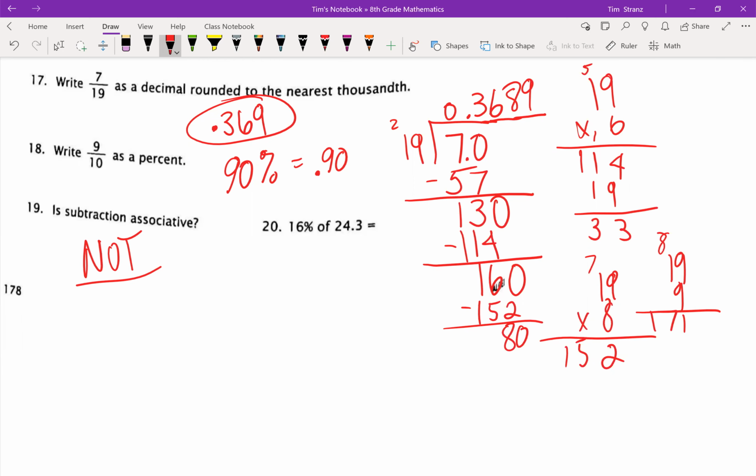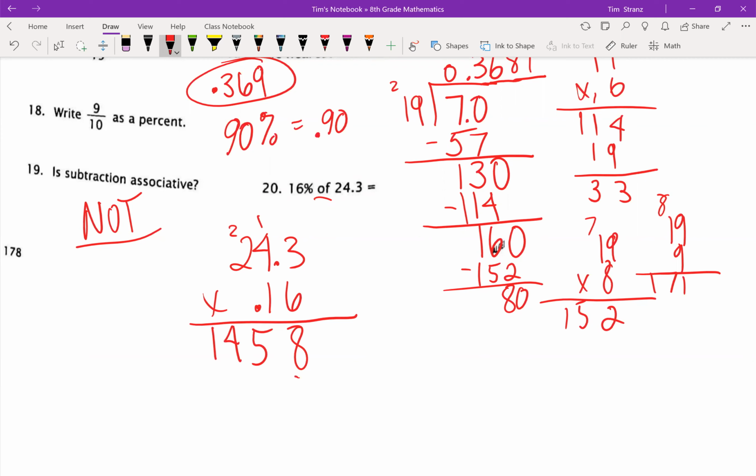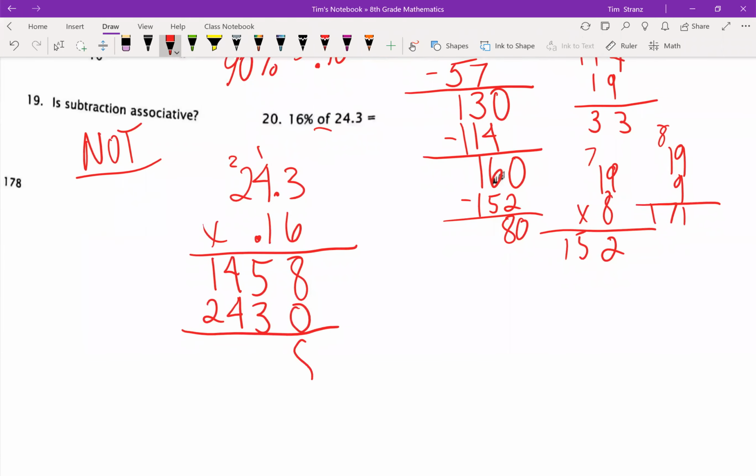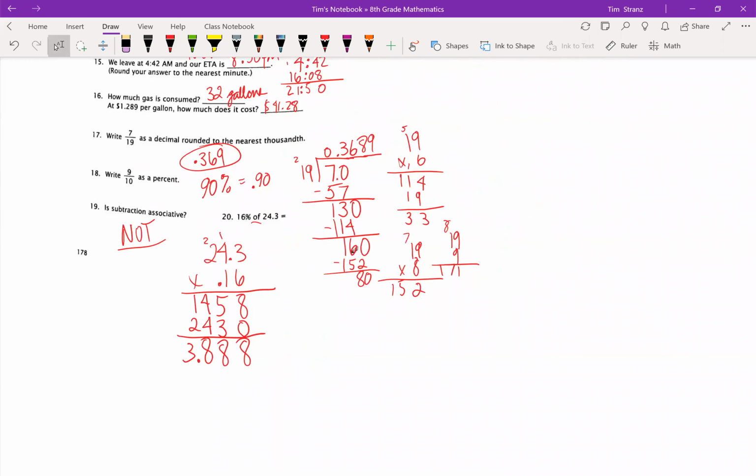Okay, and then number 20, 16% of 24.3. Of means multiplication, remember, so you got 24.3 times 16%, which is 0.16. Multiply this out, 6 times 3 is 18, that's 24, 25, that's 12, 14. Carry your 0, 1 times 3 is 3, 1 times 4 is 4, 1 times 2 is 2. Add these together, you get 8, 8, 8, 3. 3 decimal places, 1, 2, 3. So 3.888. Okay, 3.888.